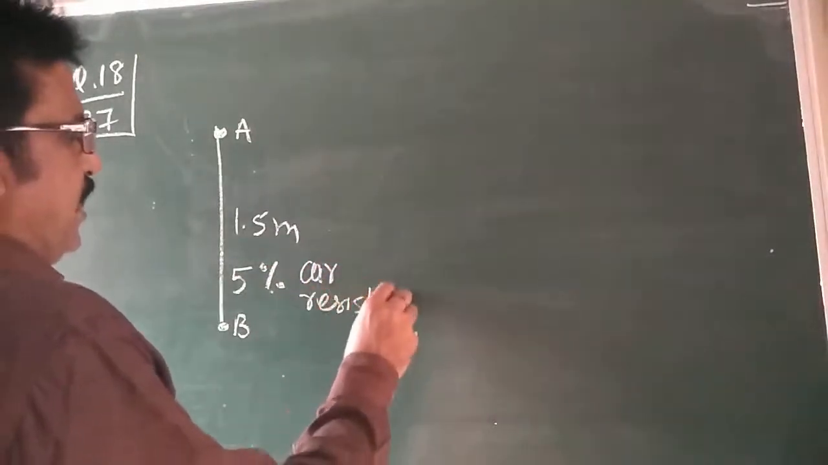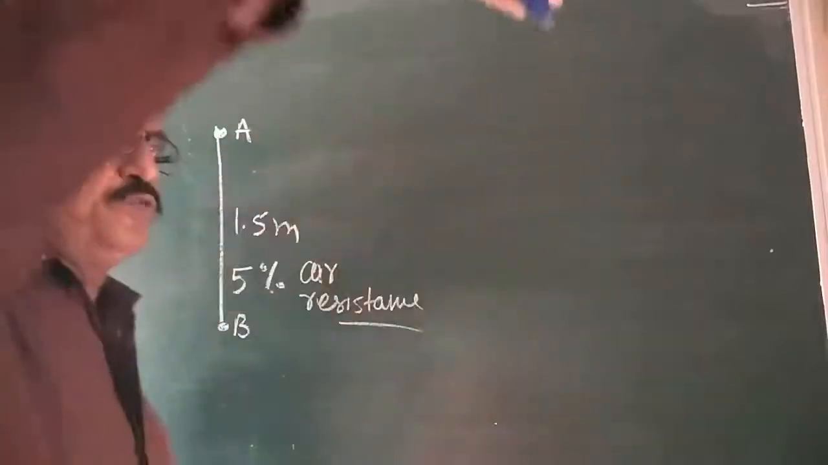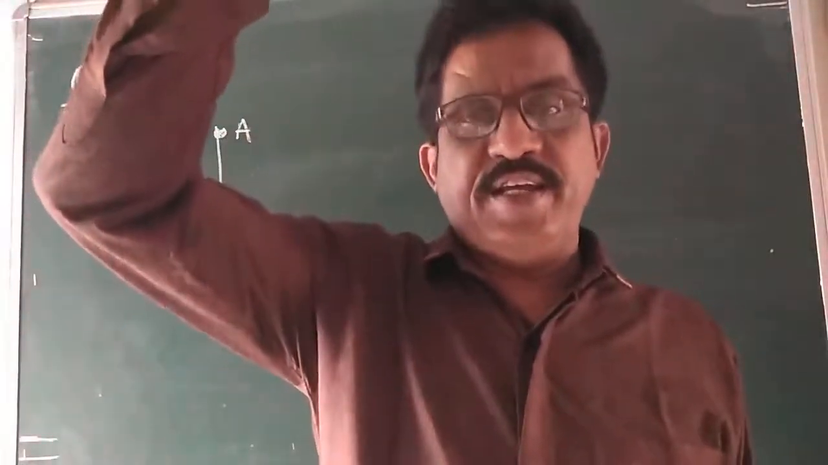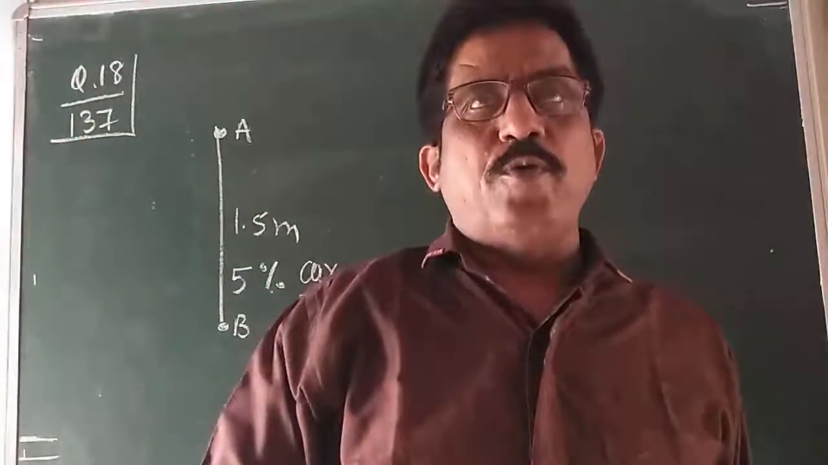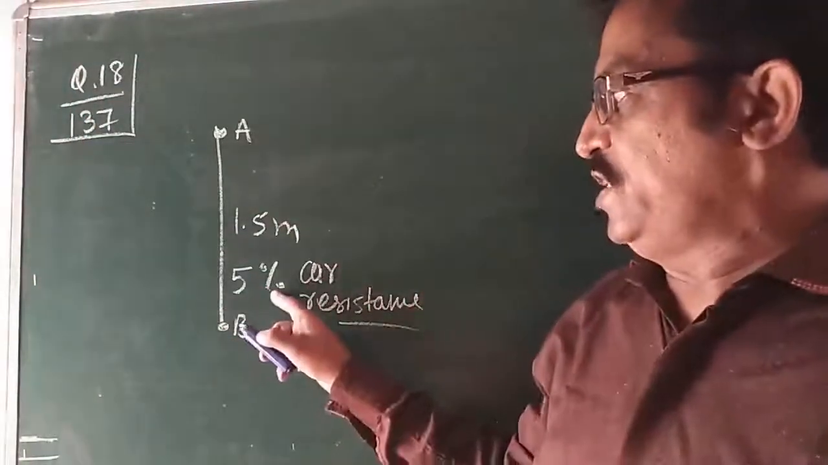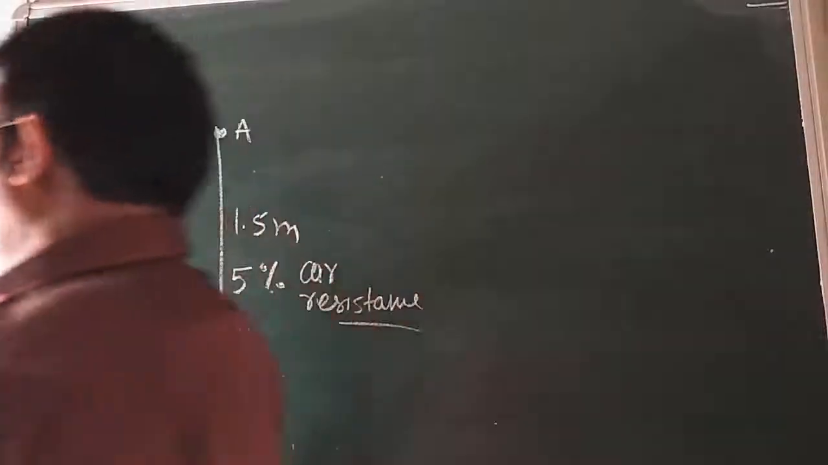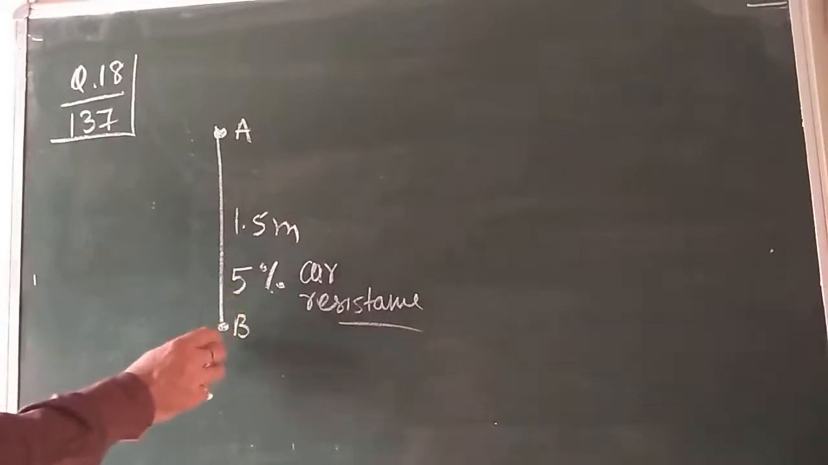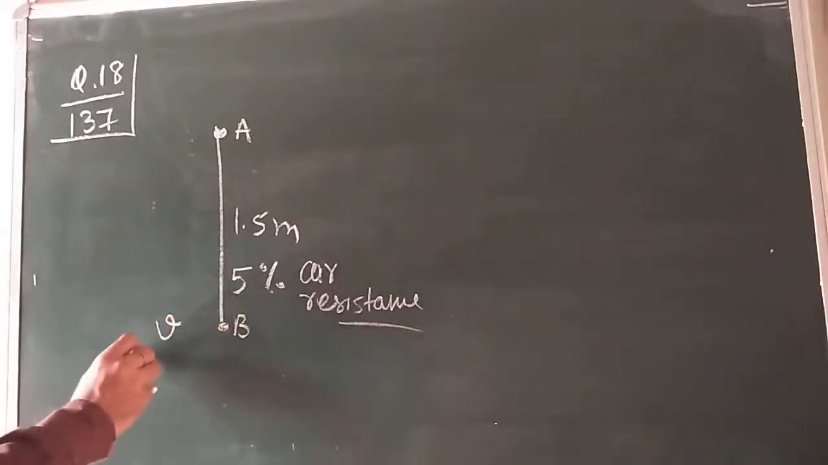ये कह रहा है a bob is released from say here. Initial position is A. It goes down to the point B with a loss of energy of 5% due to the air resistance. Okay. What is the speed with which the bob arrives here? Say we are going to calculate V.